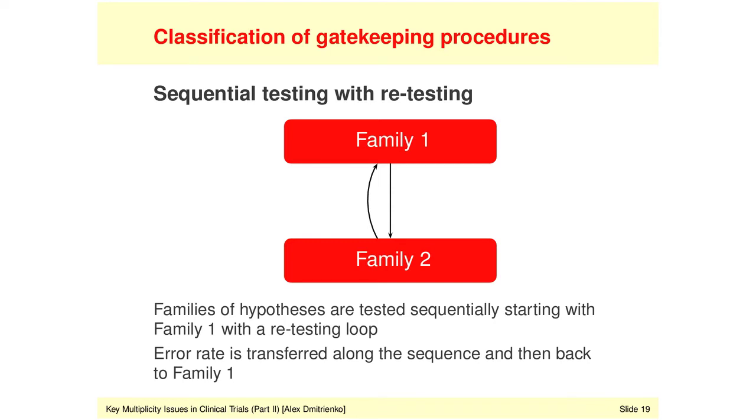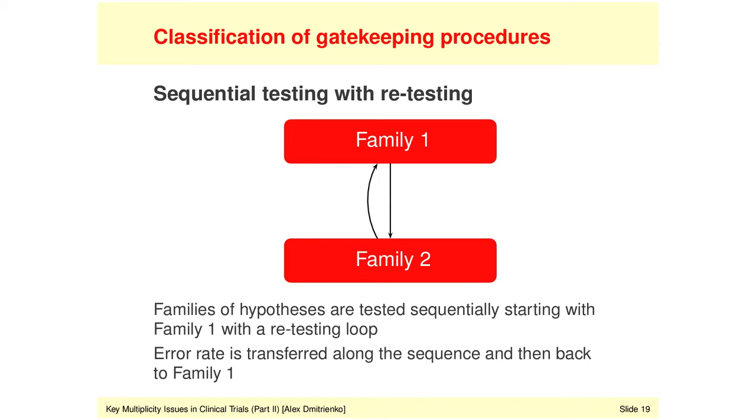The first one that connects family 1 with family 2 is exactly the same type of alpha propagation strategy that we discussed on slide 18. But in addition to the simple, straightforward sequential testing strategy, we can also enable the retesting loop. And this retesting loop will be utilized if certain hypotheses were not rejected in family 1 the first time when we carried out the corresponding tests.